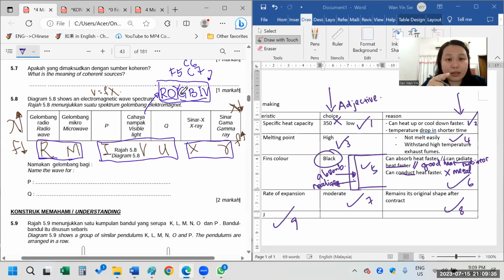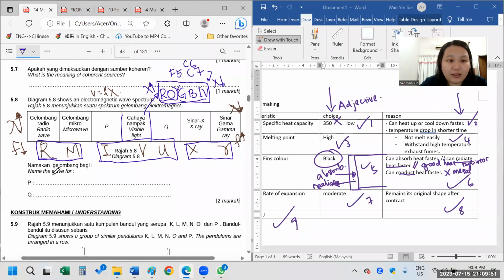Okay, can you remember "RM, I love you"? IVU means I love you, X, gamma. Visible light: red has the longest wavelength, violet has the shortest wavelength. Then name the wave for P. I means infrared. Q means ultraviolet.